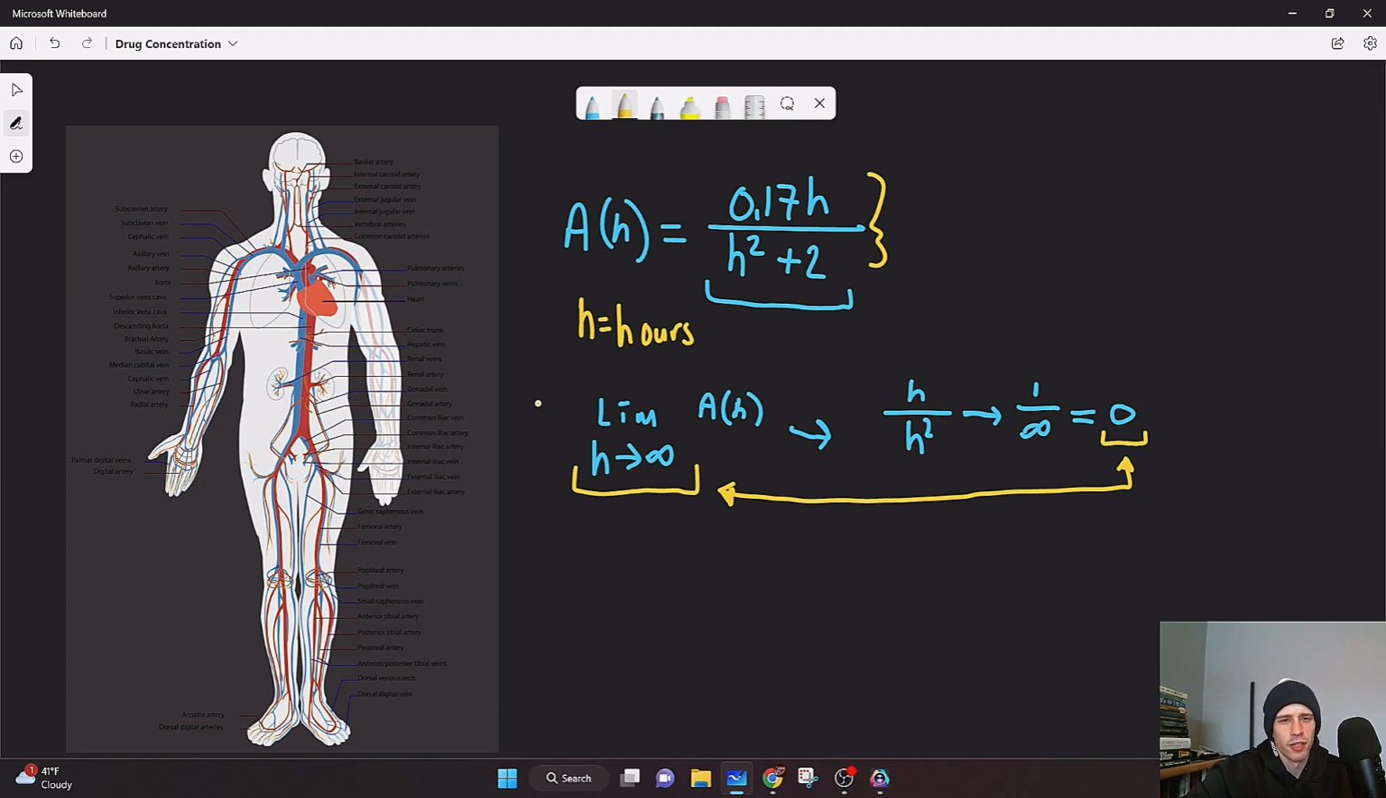and that all makes sense, right? I mean, if you think about it, you receive some sort of drug and you feel an intensity from it, not immediately, but as time goes on, and then eventually it wears off, it goes away. It doesn't stay there or linger forever. And so this limit of this function makes sense.